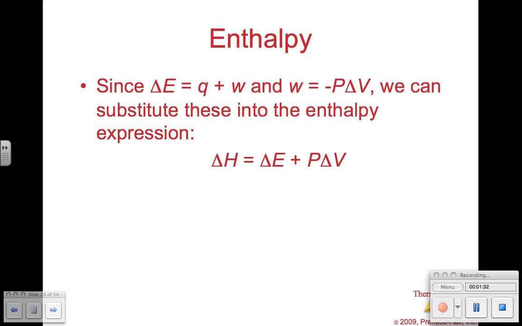Since we know that the change in energy is equal to heat plus work, and work is equal to negative P delta V, they're related, so we can substitute these into the enthalpy equation. We plug in Q plus W for delta E. But we know that W is equal to negative P delta V, and we've got this P delta V already in there. So basically, the work gets canceled.